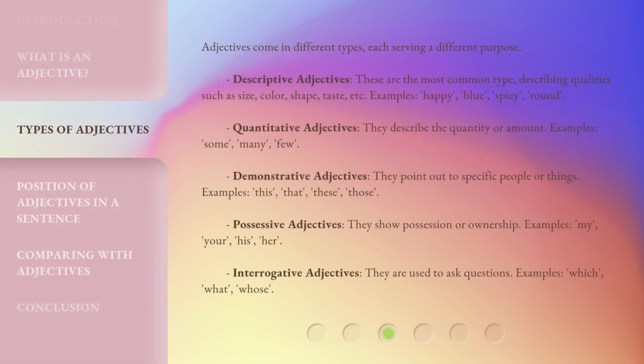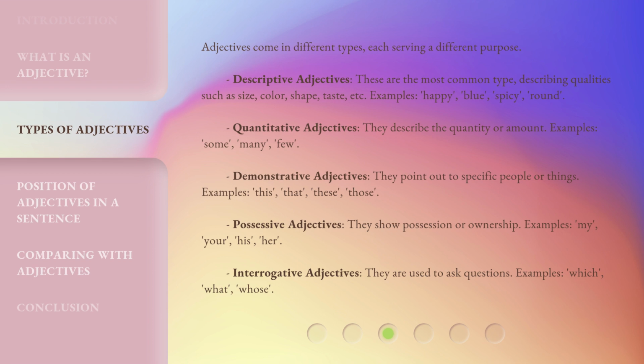Adjectives come in different types, each serving a different purpose. Descriptive adjectives. These are the most common type, describing qualities such as size, color, shape, taste, etc. Examples: happy, blue, spicy, round. Quantitative adjectives. They describe the quantity or amount. Examples: some, many, few. Demonstrative adjectives. They point out specific people or things. Examples: this, that, these, those.